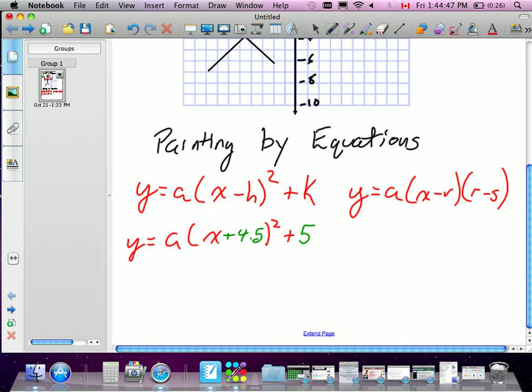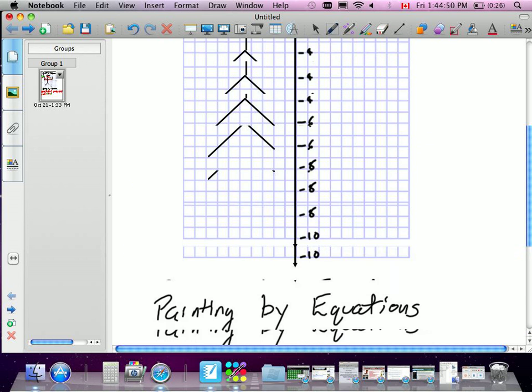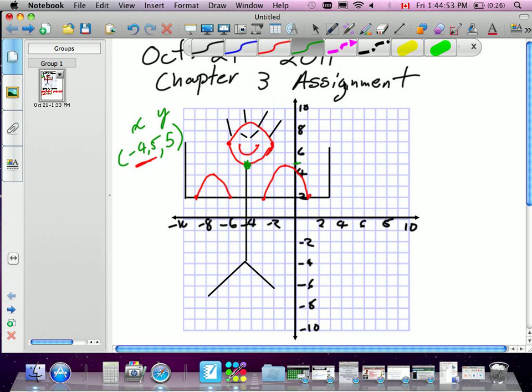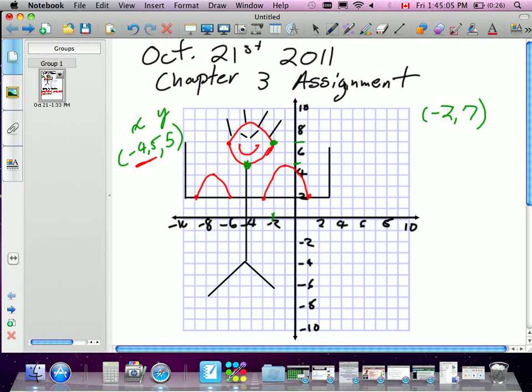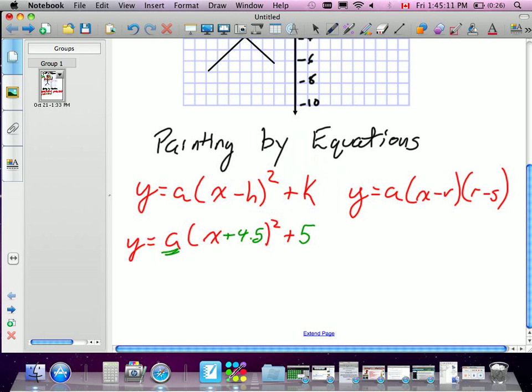Now, we still need to find what our a is. So that means you need to find another point on this parabola we've drawn. So let's say here's another point along it. This point's at negative 2 and 7. Any point along that parabola. Let's call it point Z. It was at negative 2 and 8. That's my x and my y. So I plug 8 in for y.